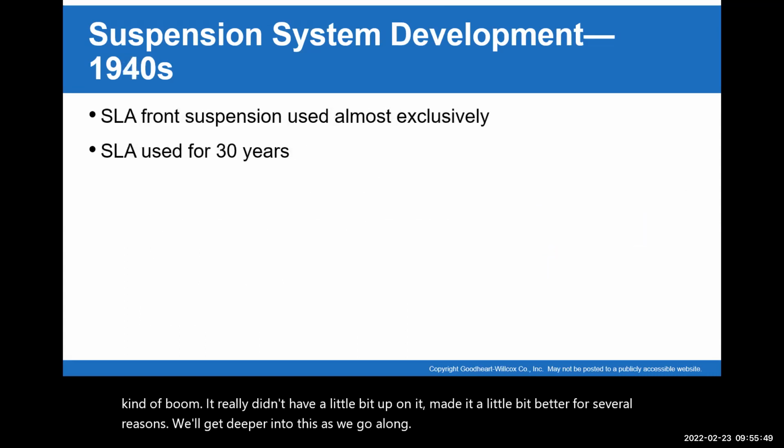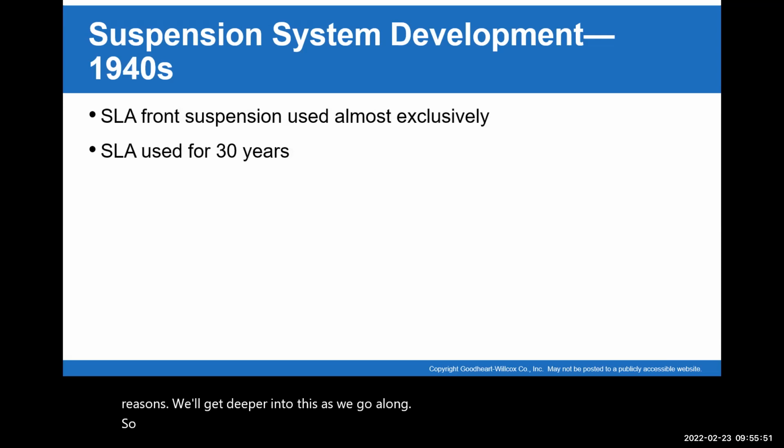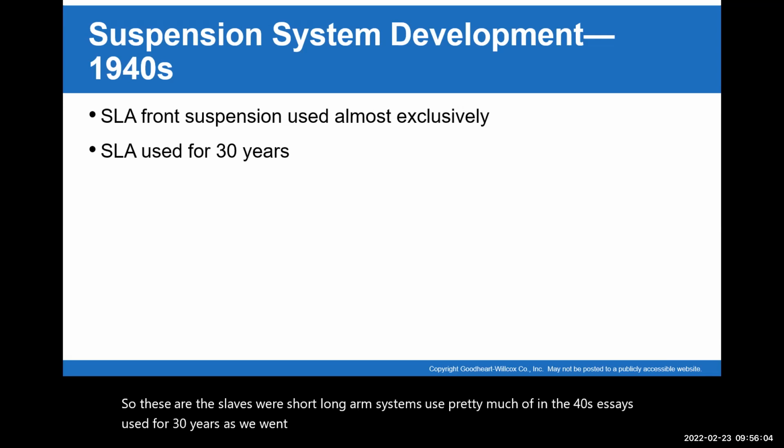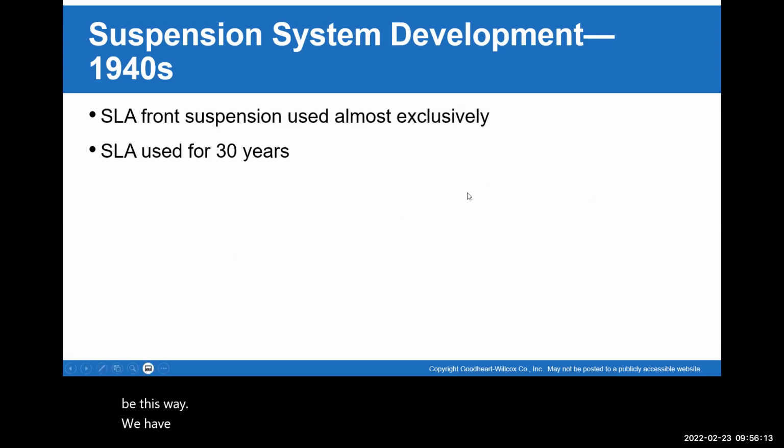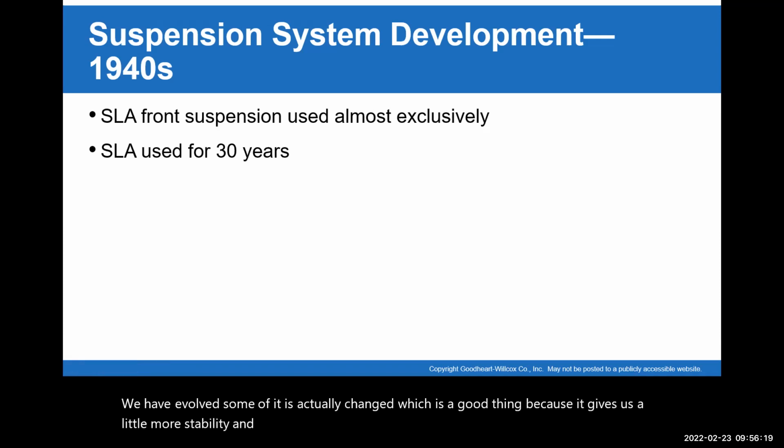So the SLAs, or short long arm systems, were used pretty much in the 40s. SLAs were used for 30 years as we went around, and it was pretty much standard for these to be this way. We have evolved. Some of it has actually changed, which is a good thing because it gives us a little more stability in handling as we went down the road.